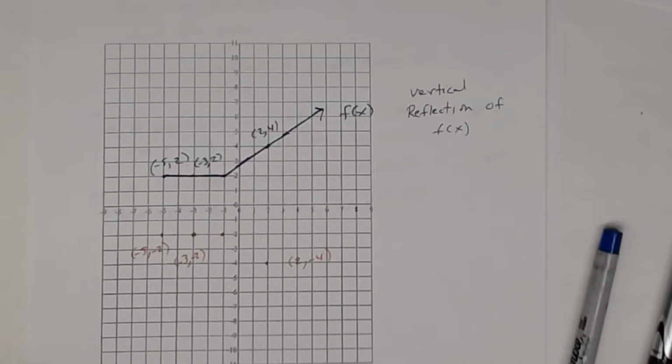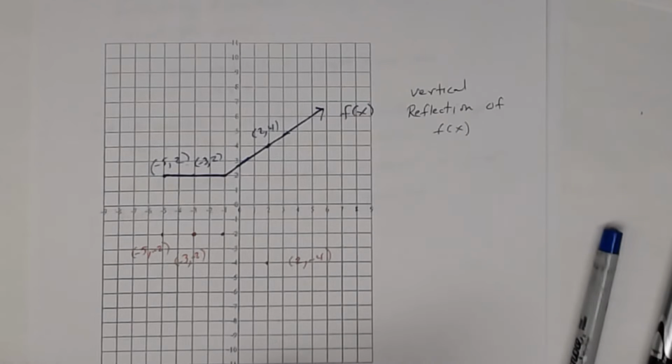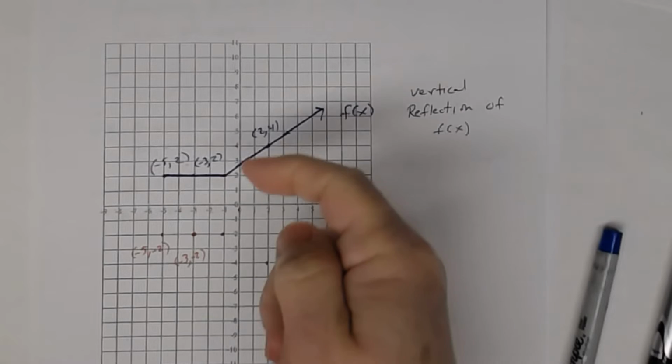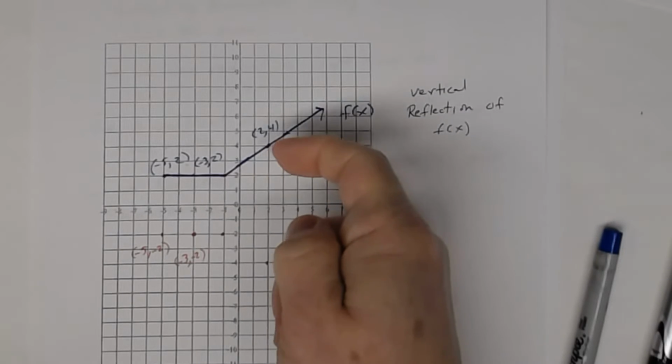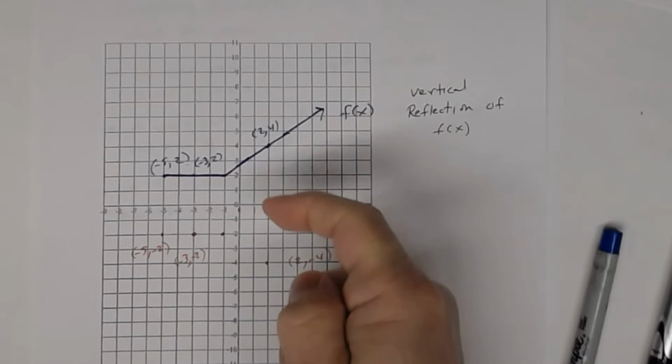So a vertical reflection, it's important to remember this, and you can always visually think about this. Visually think about reflecting a point vertically. You reflect a point vertically about the x-axis.